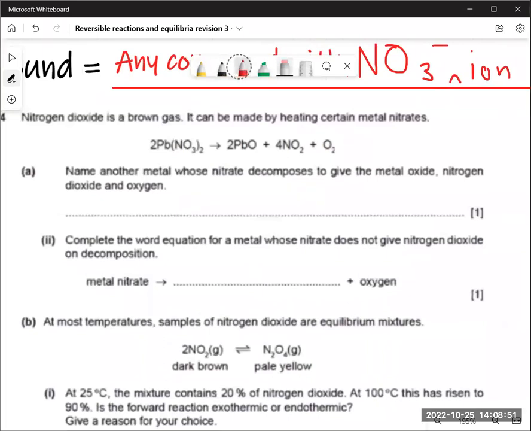Lead nitrate. What other nitrate can I have? I can have any other metal. Name a metal. Copper, right? Easy. So name another metal whose nitrate decomposes to give metal oxide, nitrogen dioxide, and oxygen.